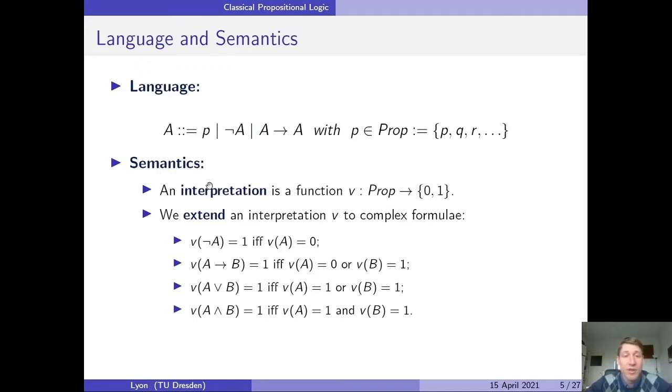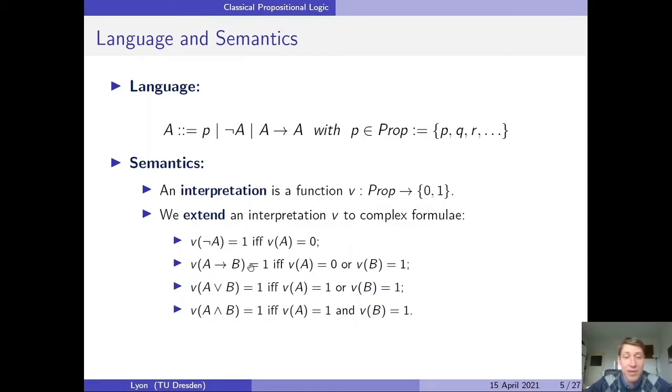And I assume also that everybody's familiar with how to interpret propositional formulae. So an interpretation function is a function v which takes propositional atoms and assigns either a 0, meaning false, to them, or a 1, which means true. And you can extend this interpretation to complex formulae by using the following recursive clauses. So an interpretation v maps a formula negation A to 1, or true, if and only if A is mapped to 0, right? So not A is true if and only if A is false.